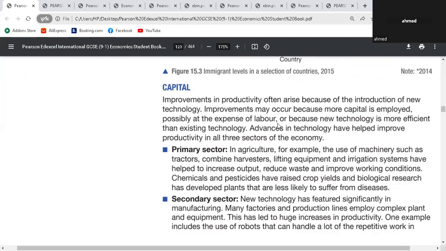All right, so we go to capital, which is another factor of production, which can also influence productivity. Improvements in productivity often arise because of the introduction of new technology. Improvements may occur because more capital is employed, possibly at the expense of labor, or because new technology is more efficient than existing technology. Advances in technology have helped improve productivity in all three sectors of the economy. Before we go to the three sectors of the economy, what we are saying is this.